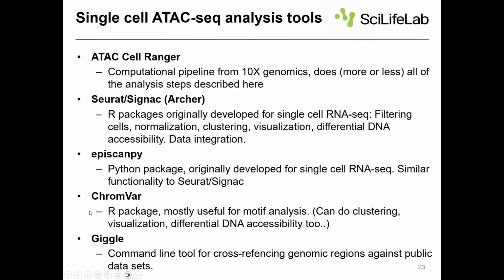And then I just want to mention Giggle, which is a command line tool for cross-referencing genomic regions. So for example, if you have, say, 100 or 200 genomic regions that are very interesting, that change between your cell types, and you want to see what they overlap with in many, many different public datasets, then this is a simple command line tool to do that. So yeah, it has nothing to do with single cell data in particular, but it's just a practical tool in some of these studies.